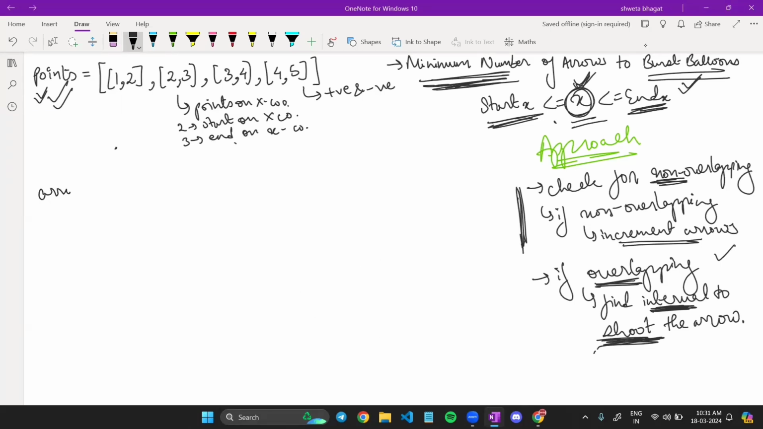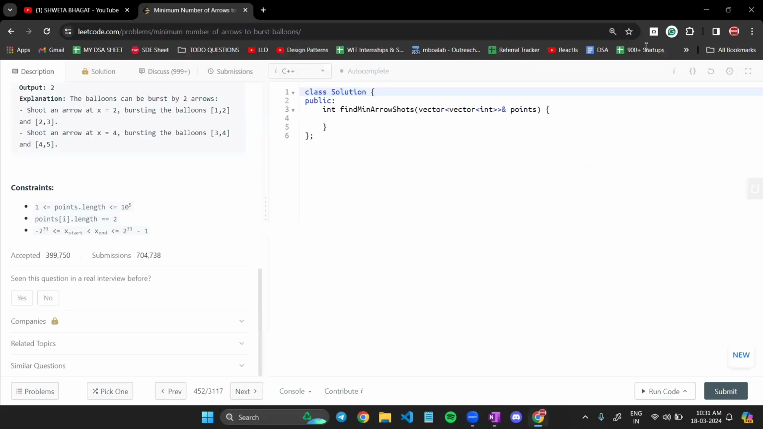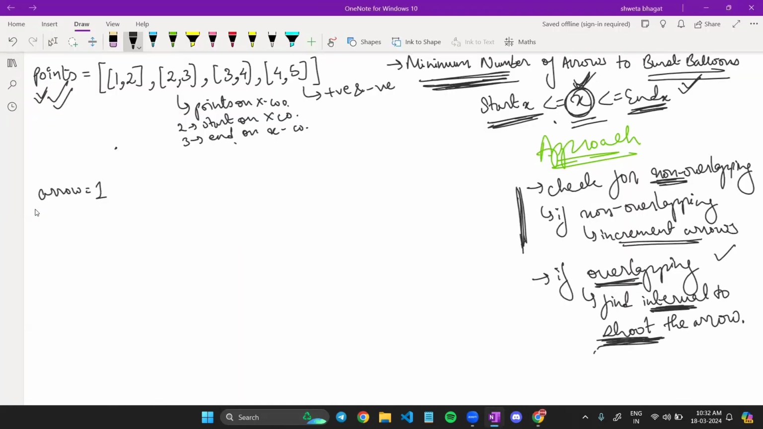So initially the arrow count would be 1. Now, why is this arrow count 1? You can see in the constraint that the length of points would be at least 1, right? So what does it mean? It means that we are going to have at least one interval in the points, that is, at least one balloon. So in order to burst one balloon, we will require one arrow, right? So initially we will take the arrow count as 1. Then we will take a previous pointer, which will be at this one. So we will have 1, 2 in previous, and our current would be 2, 3, right?